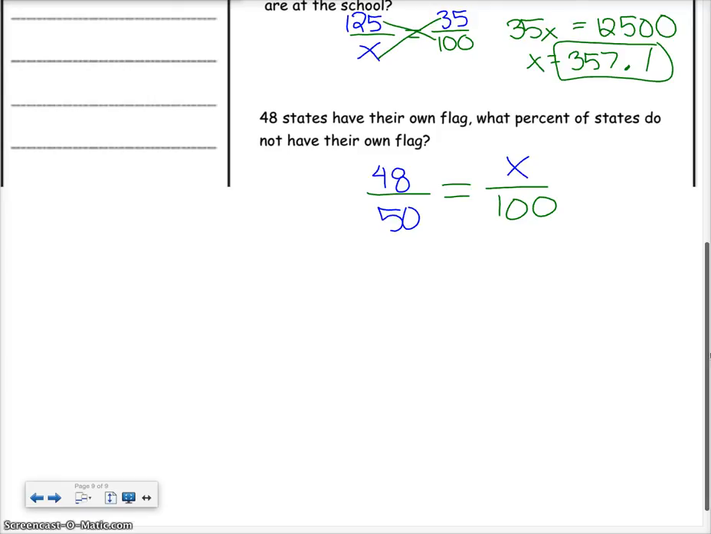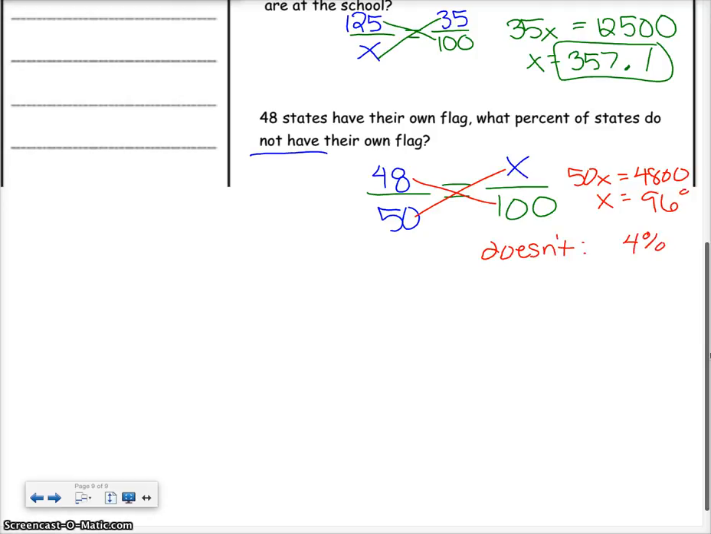Now, we can go ahead and solve it this way, except we'll have to do one more step because I want to know how many do not have. This is who does have. So I want to find who doesn't then. So there would be one more step. So this would be 50x equals 4,800. I think it's 96. So 96% have their own flag. Then who does not? 4%. Who doesn't is 4%.